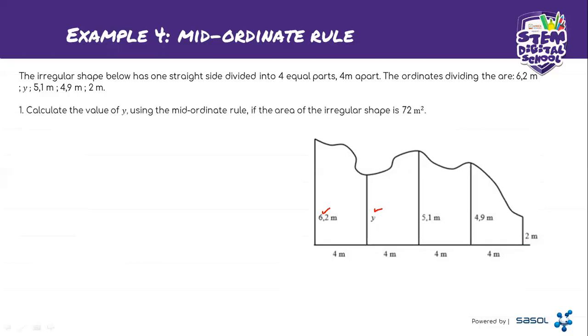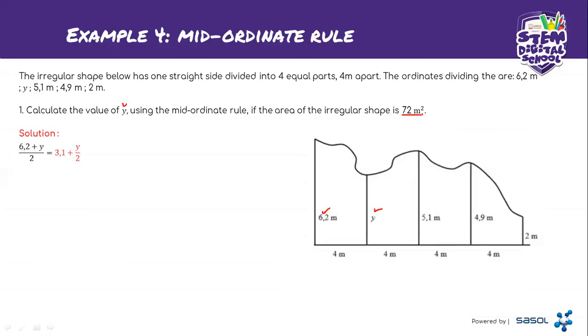Let's proceed. The first question says, calculate the value of Y. You can see this ordinate there. We are having Y. Using the midordinate rule, if the area of the irregular shape is 72 meters squared. Now, in this case, we are having the area. We are no longer going to calculate area this time, but we have the area already. But we have only one ordinate which is unknown that we have to calculate, right? Then let's see how we go about it.